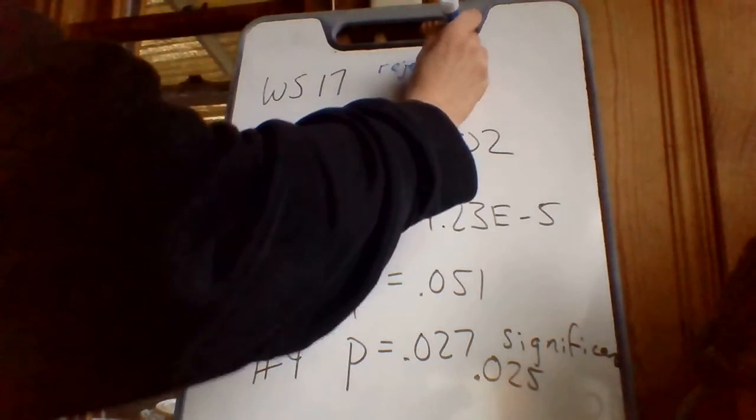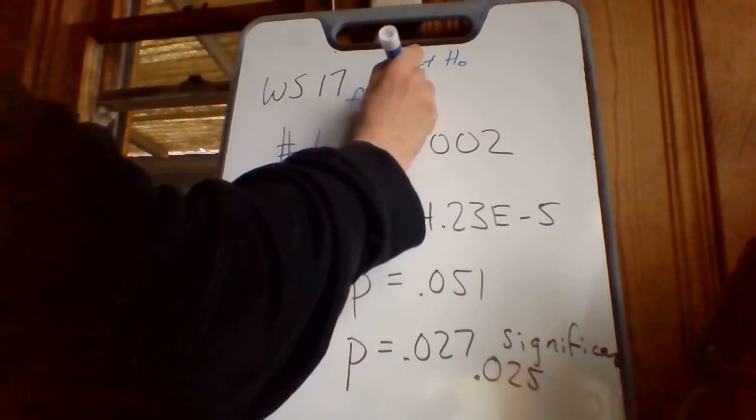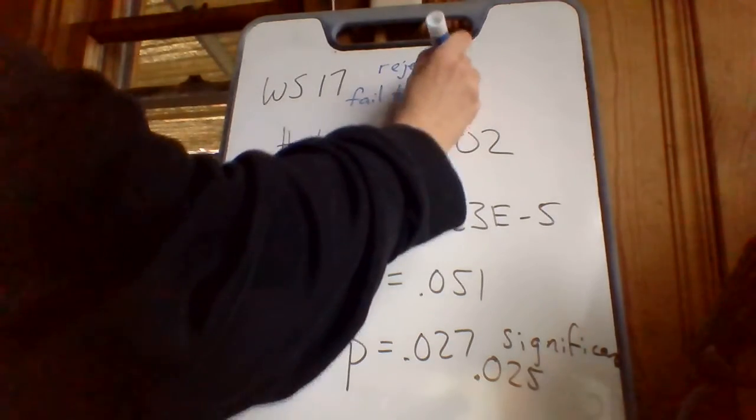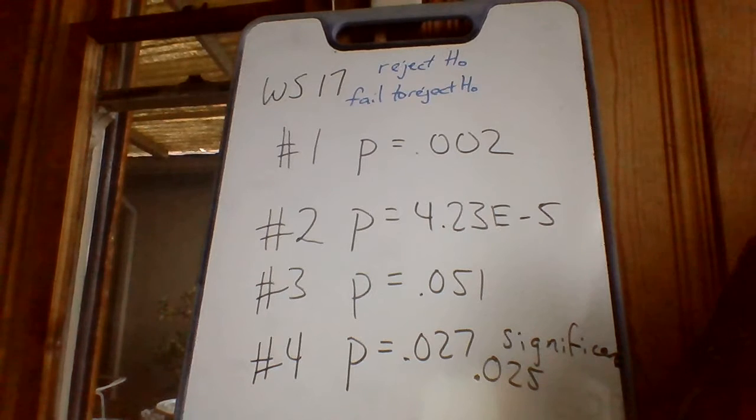reject H0 or fail to reject H0. You never say anything about HA, and you never say anything about accept. Those are your only two answers to this. Okay, now on the worksheet, there's a whole lot of, well, this is why this works this way. I've copied and pasted a whole explanation. But this is what you're supposed to be doing.